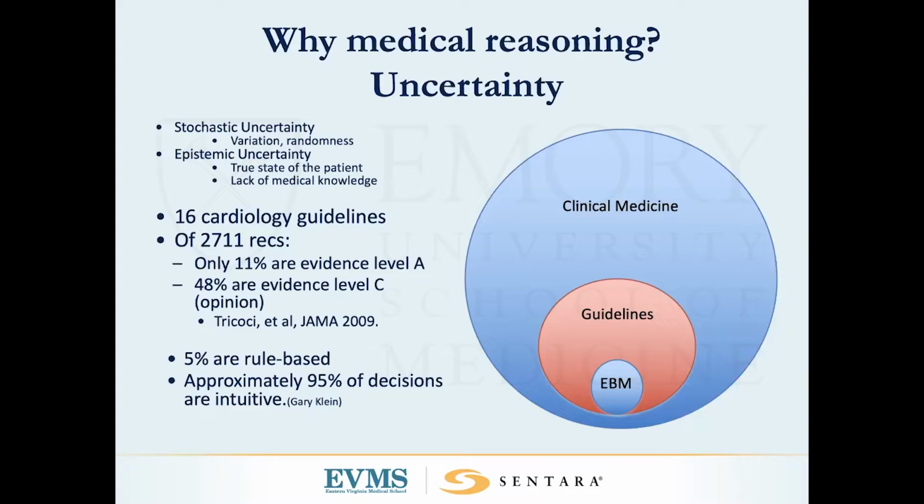And so if you think about it, evidence-based medicine is just a small portion of our guidelines, but guidelines are a small portion of what we do in clinical medicine. So you can do a back of the envelope calculation and figure out that maybe about 5% of the decisions that we make on a daily basis are actually rule-based. And approximately 95% of those decisions are actually intuitive. That matches up with something that Gary Klein, a cognitive psychologist who's written extensively about how we use intuition, found; he came up with the same general proportion of decisions that are made intuitively.